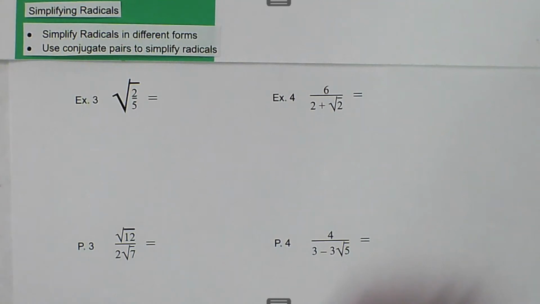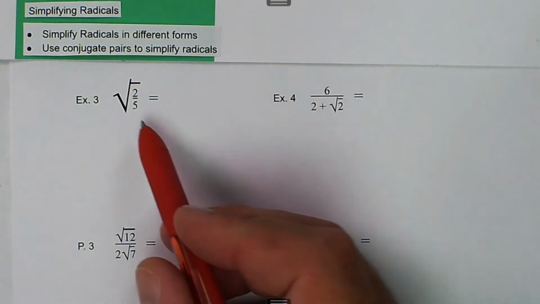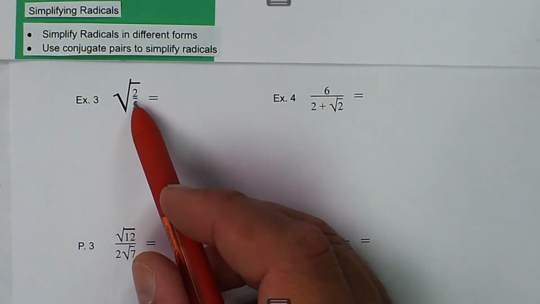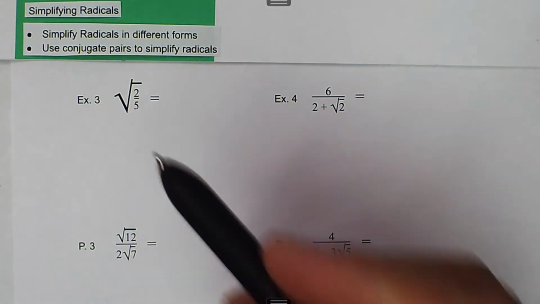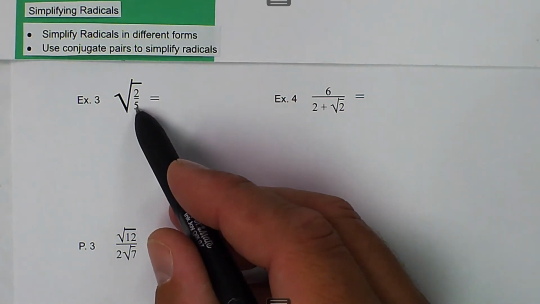We are talking about simplifying radicals. We want to simplify radicals in different forms and use conjugate pairs to simplify radicals. So here we have the square root of 2 divided by 5. And the issue is we don't like having a radical in the denominator.